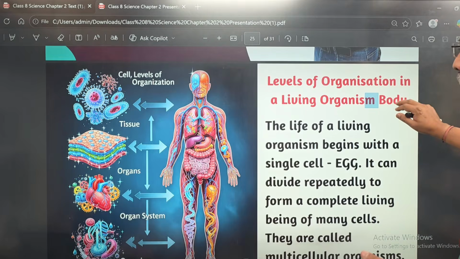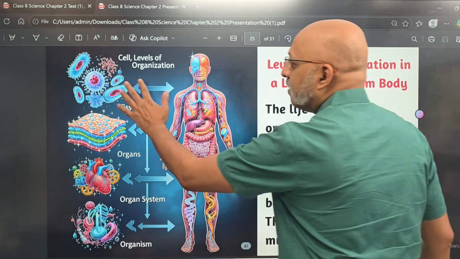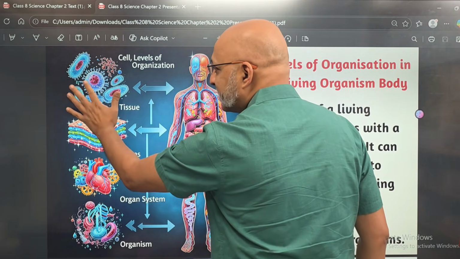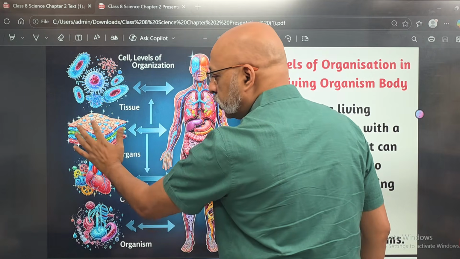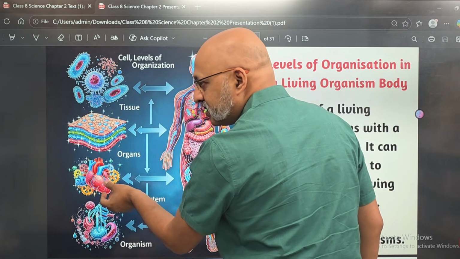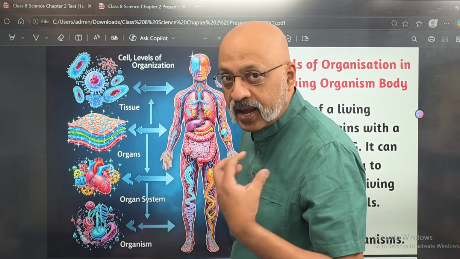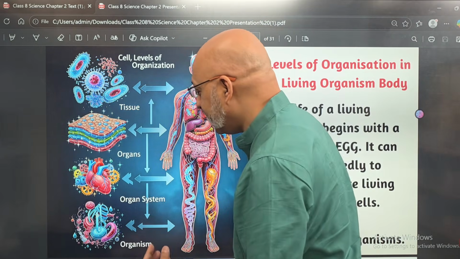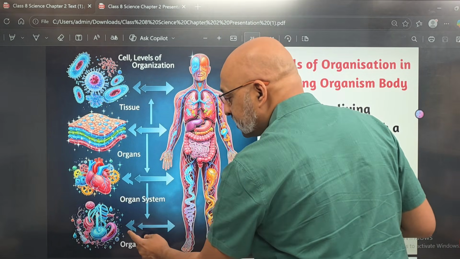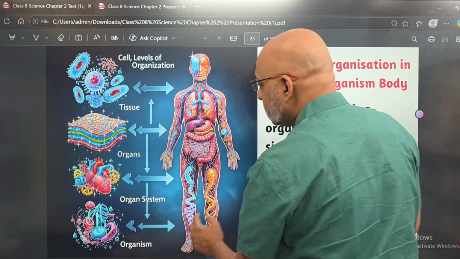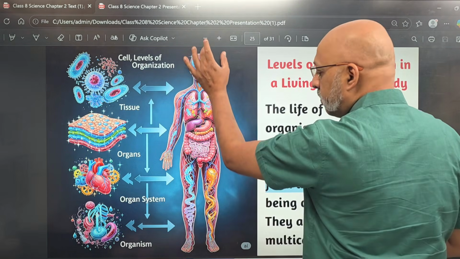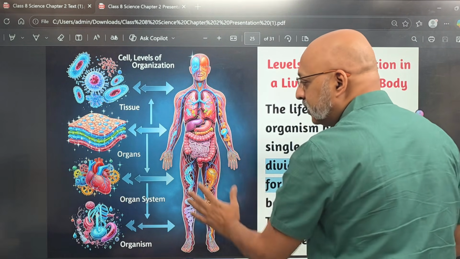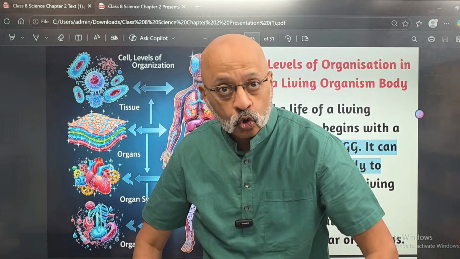Now, if you see here, you have the cell. This is what the cell looks like. Then it forms the tissue. Then the different organs. This is the heart, which is like dil ki dhadkan, right? Then you have the different organ systems, and then this is the entire organism from head to toe. All this is inside our human body.